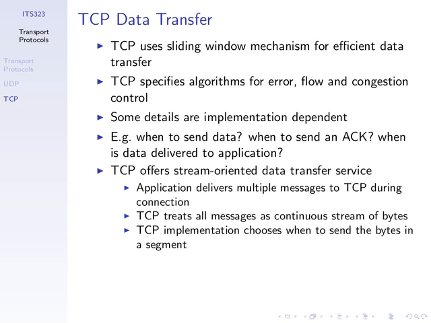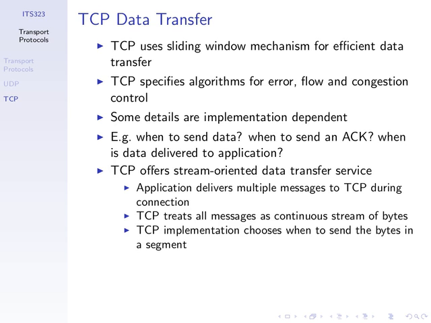TCP is a stream-oriented data transfer service. The application wants to transfer data across the internet. The application generates some data and sends it to TCP, and we can think that the application generates a message that it wants to send, and sends it to TCP. TCP doesn't treat this as a message, it just treats it as a sequence or a stream of bytes.